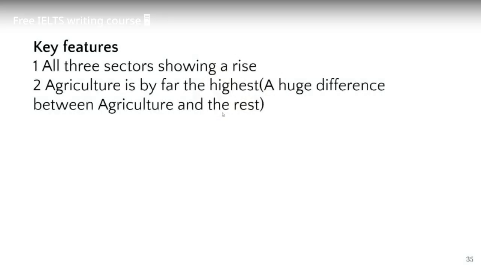Okay, so now let's talk about key features for the overview. There are actually a lot of key features, but I will just talk about the most important ones. The first one is called overall change. What it means is that you need to find something similar among the items, like what do they have in common?